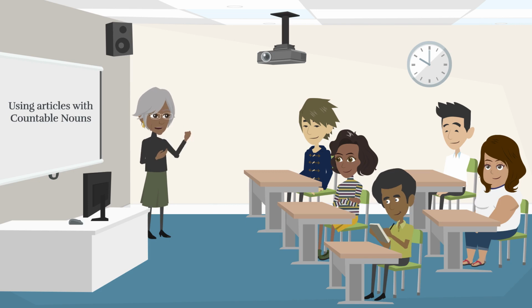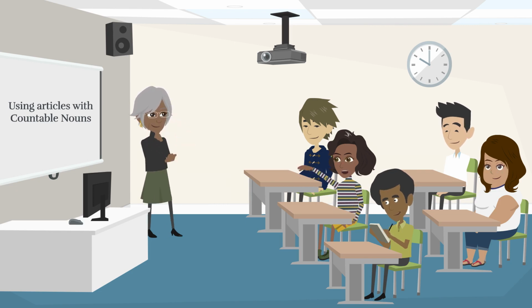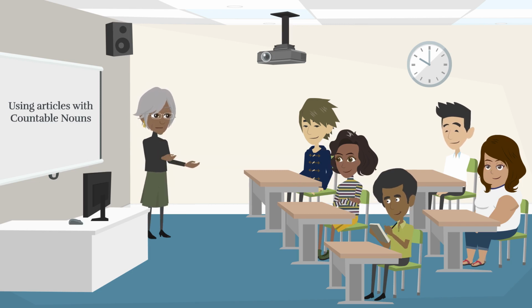Let's have a question-answer session to reinforce our understanding of using articles with countable nouns. Raise your hand if you know the answer. Question 1. When do we use the indefinite article a or an with countable nouns? We use a or an with nonspecific countable nouns. Excellent. A or an are used with nonspecific countable nouns to indicate any one of that category.